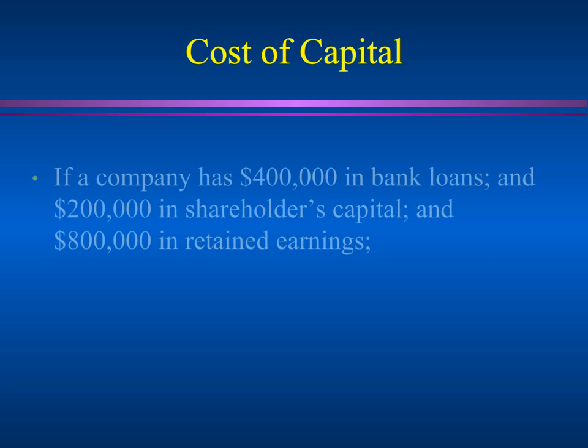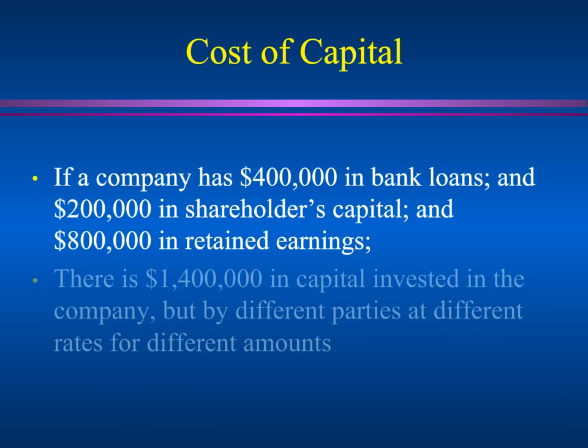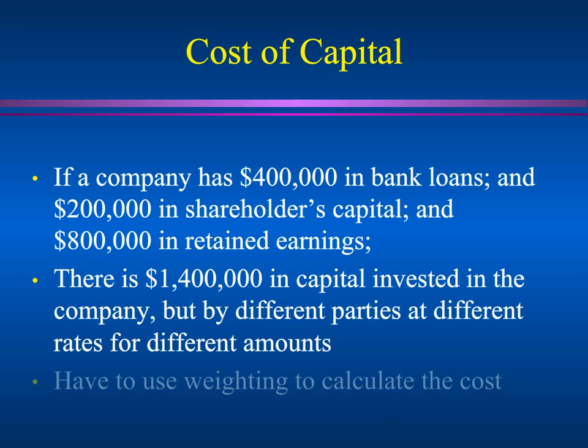Okay, so to use a numbers example, we've got a company with $400,000 in bank loans and $200,000 in shareholders' capital and $800,000 in retained earnings. So this company's been around for a bit. It's got some profits and they've been kept in the company. We have $1.4 million in capital invested in the company. But it's invested by different parties. One is the bank, one is the shareholders.